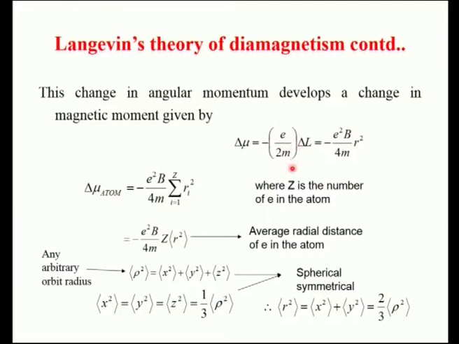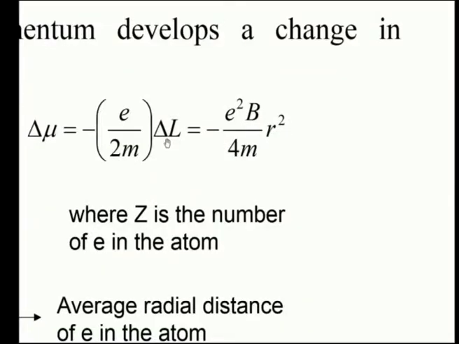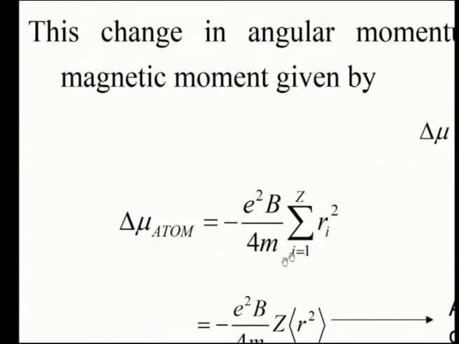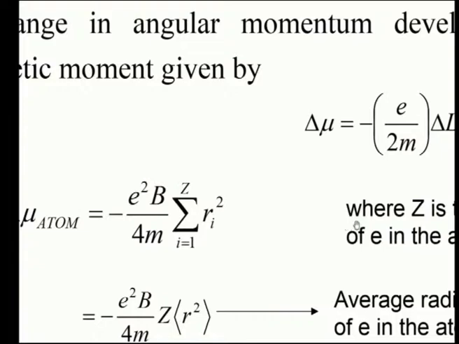We have seen, mu equal to minus E by 2m into L, but in place of L we write del L, and so the corresponding change is del mu. We write for del L here from the above equation, then we get finally E square R square by 4m into B, and that is for a single electron, and for all the electrons in an atom we can sum over here.